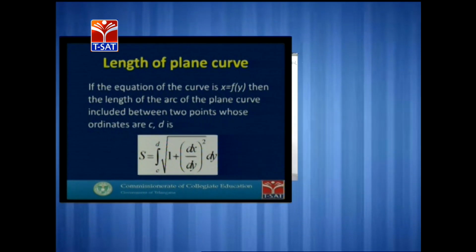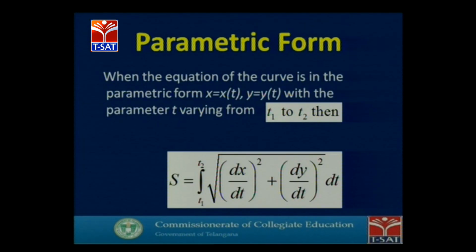Then suppose the curve is in terms of parametric equations. I already told you that we can find the length of the curve if the given equation is in Cartesian, parametric or polar form. Suppose the given curve is in parametric form. So how to find the length of the curve? Suppose x is equal to x of t and y is equal to y of t, with the parameter t varying from t1 to t2, then the length is s is equal to integral t1 to t2 under root of (dx by dt) whole square plus (dy by dt) whole square into dt.